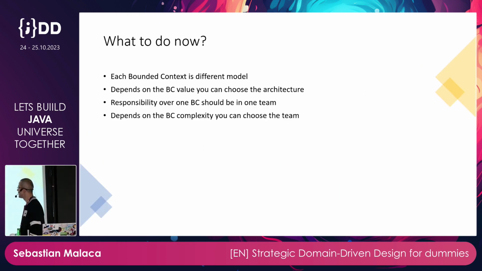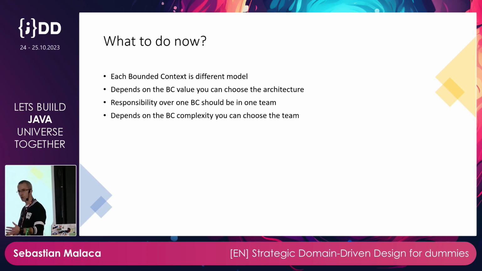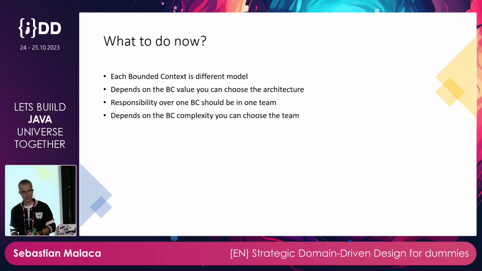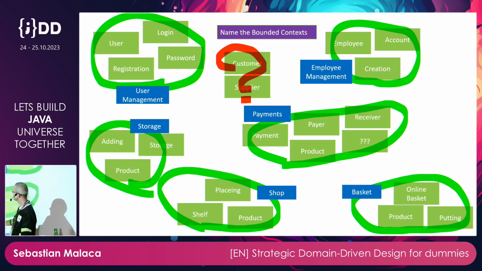Another thing, and this is a key hint: responsibility over one bounded context should be in one team. Thanks to that, they can make decisions faster. But the cool thing is also that, depending on the bounded context and its internal complexity, I can pick a team. What does it mean? Let's get back to the example and assume layered architecture, simple facade, so no architecture, and clean architecture.